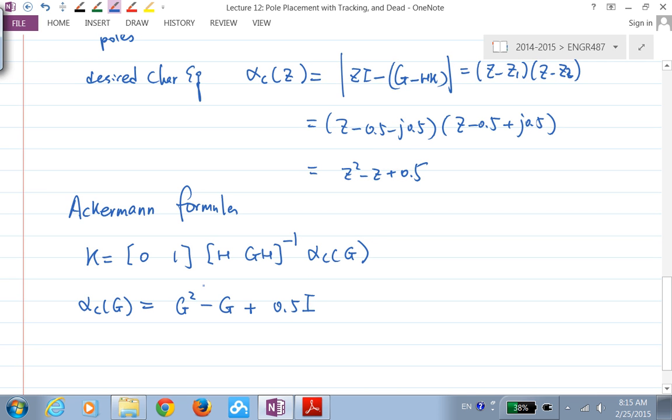So G, you multiply it by itself, and minus G, and then plus this. So it's pretty easy to calculate, and then you will get this quantity. So you get this alpha CG.